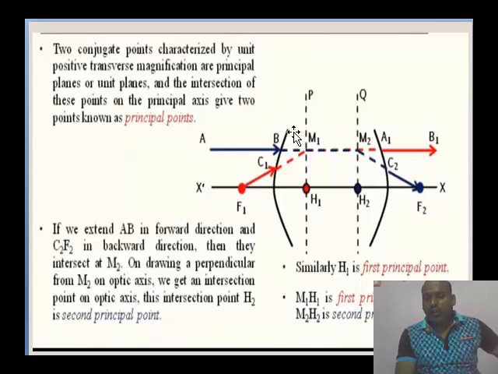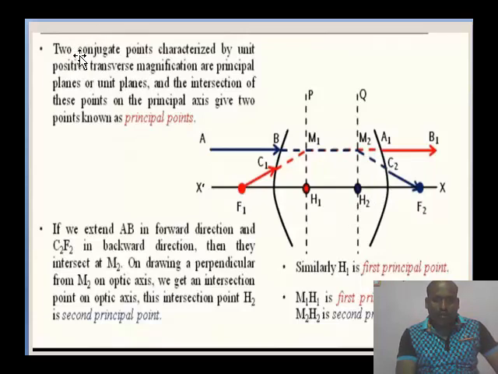point. The normal or the plane drawn is the first principal plane, and this is the second principal plane. When you draw the point here on the principal axis, that is the second principal point. This is the first principal point. They are H1 and H2, and M1 H1 is the first principal plane and M2 H2 is the second principal plane. So these are all written here.